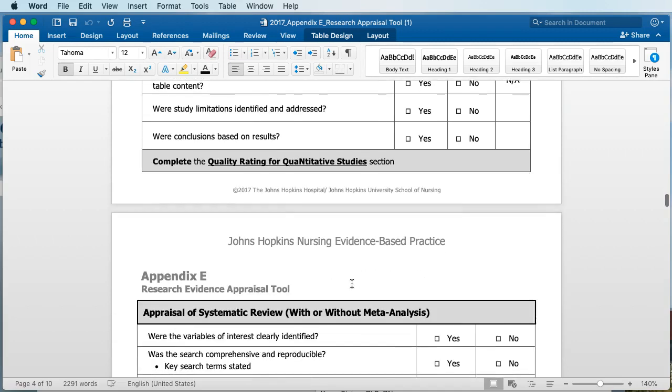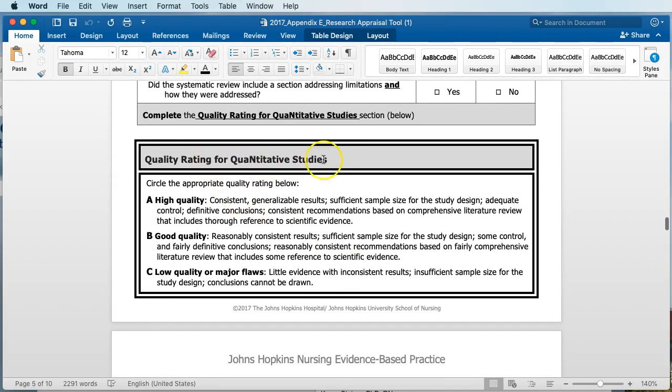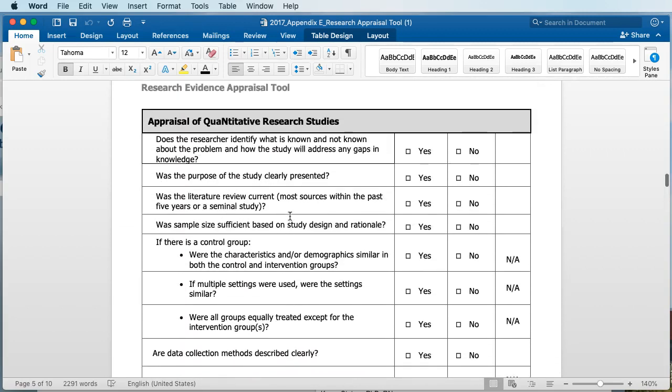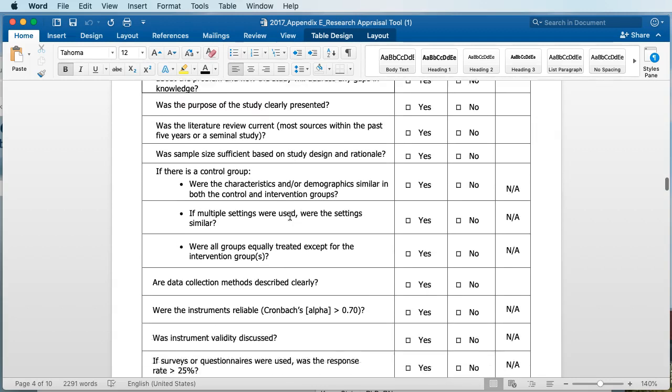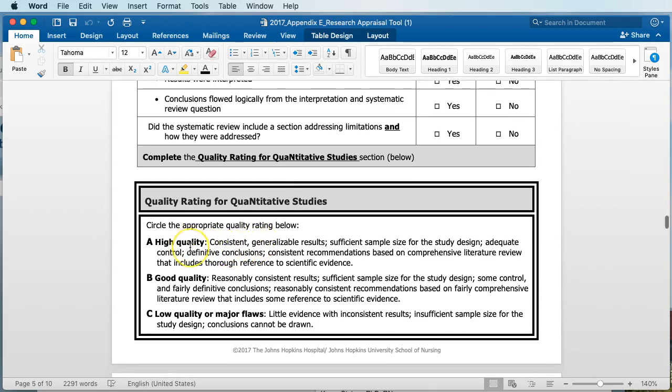So now you complete the quality rating for quantitative studies section, which is down here. High, good, low. What you're really saying is, if it's consistent, if there's a good sample size, if they came to strong conclusions, if all of these pieces were comprehensive, if most of these answers were yes, then one would call, right, so this is the appraisal of quantitative research studies. If all of those are yes, or most of them, you would say it's high quality.